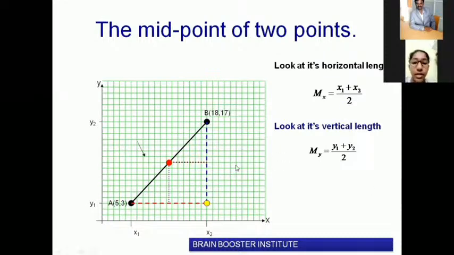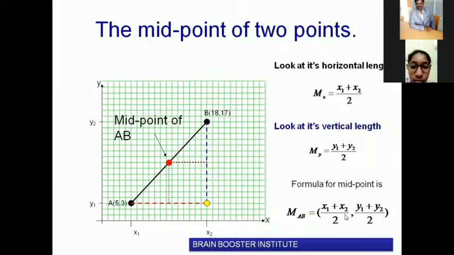Now, what is the midpoint of AB? It is (x1 plus x2 by 2, y1 plus y2 by 2). By taking the example of (5, 3) and (18, 17), we have found the formula to find the midpoint of 2 points. Any doubt? No doubt, sir. Is the explanation clear now? Yes, sir, it is clear.